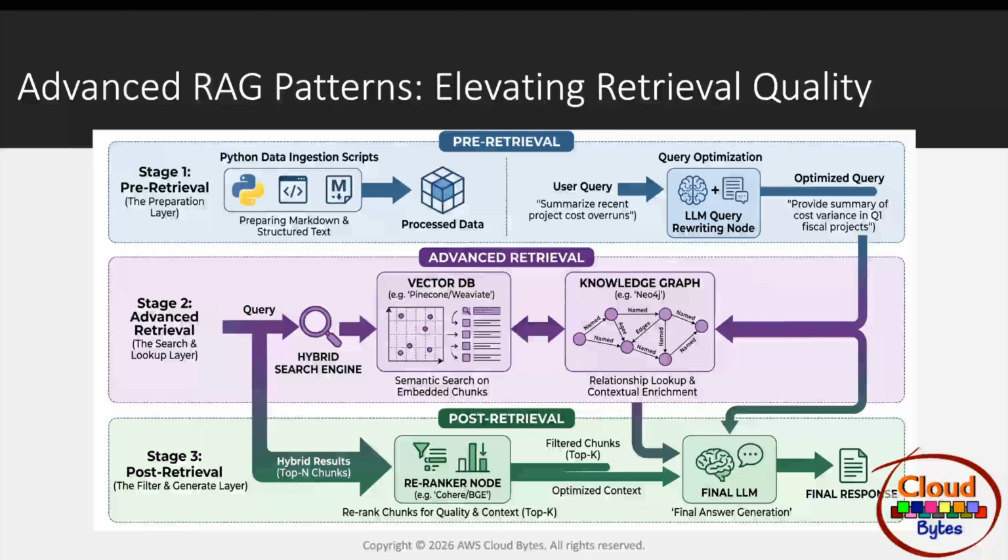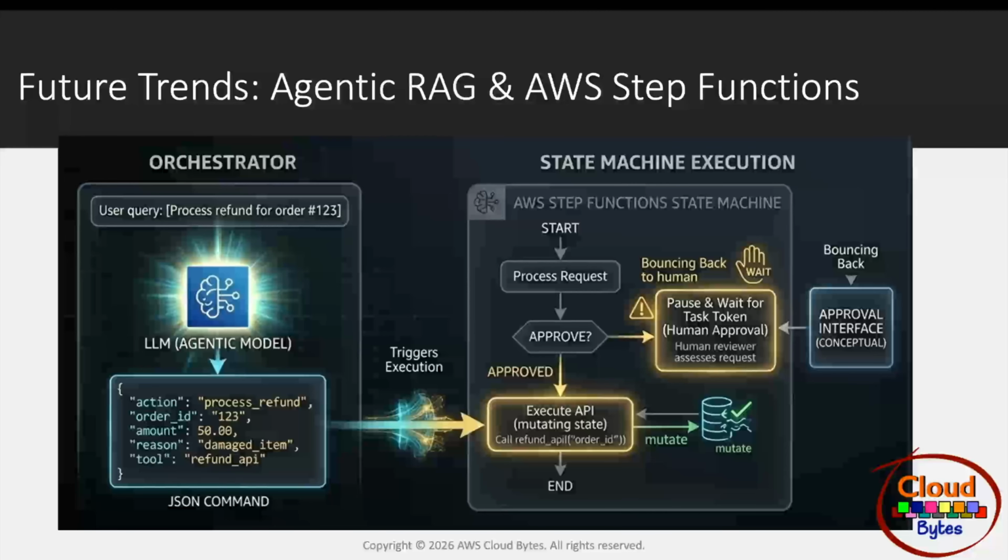At runtime, we optimize the query. Users ask terrible questions. Use a fast LLM to rewrite or expand their questions into multiple optimized search queries. After retrieval, pass those chunks through a re-ranker to select only the highest quality context. Finally, for complex datasets, consider hierarchical RAG for top-down summarization or graph RAG to preserve relationships among documents.